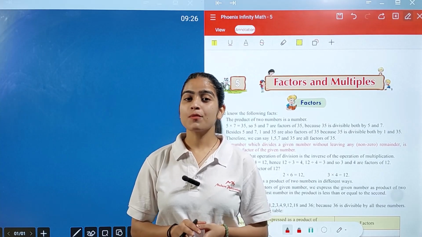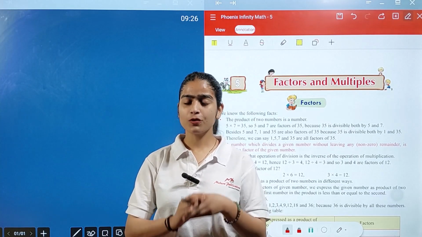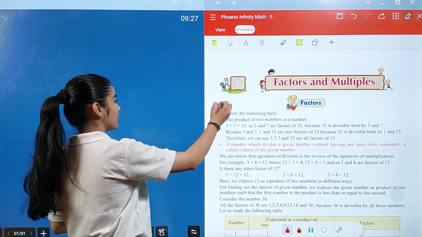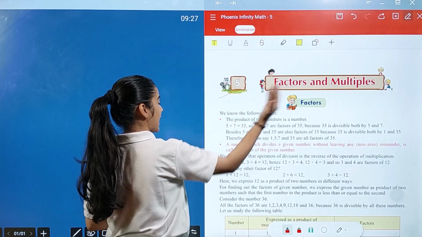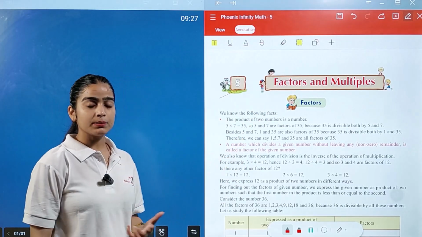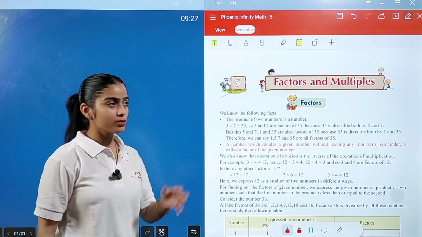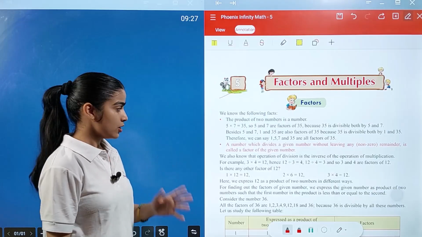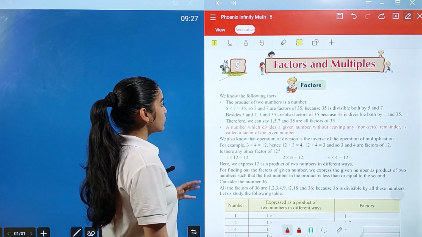So, students, I'm your mathematics educator again, here with a new chapter and a new concept. Today we are going to learn about chapter number 5, which is factors and multiples. We already learned about division and multiplication, so this will be helpful for finding the factors and multiples in this chapter. First, we are going to learn about the factors.